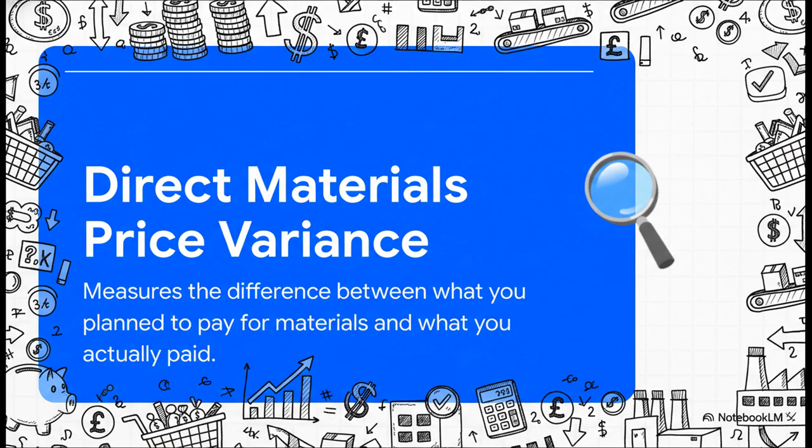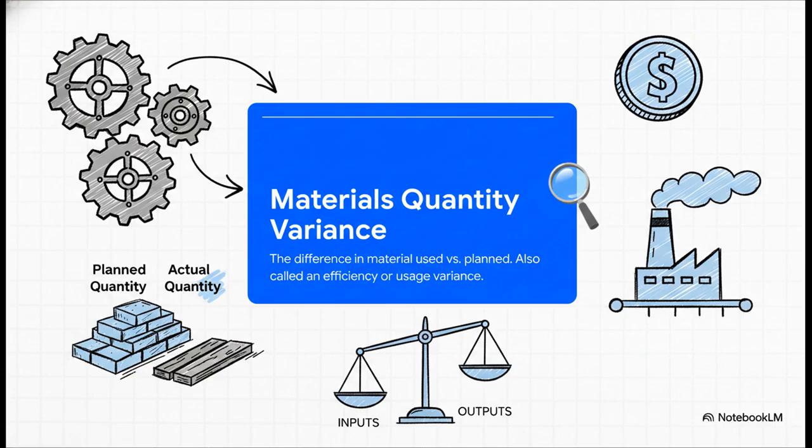First up, we've got the price variance, and honestly, it's pretty much what it sounds like. Did you pay more or less per pound, per gallon, whatever, for your raw materials than you thought you would? It's all about the cost per item. Simple as that.